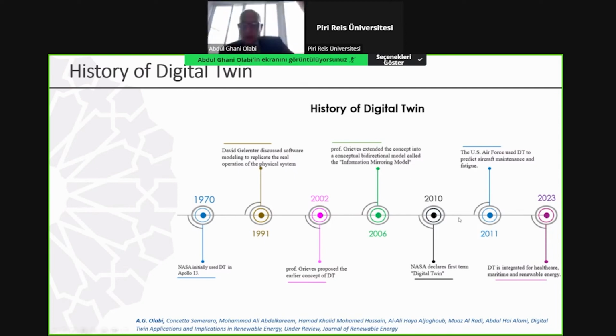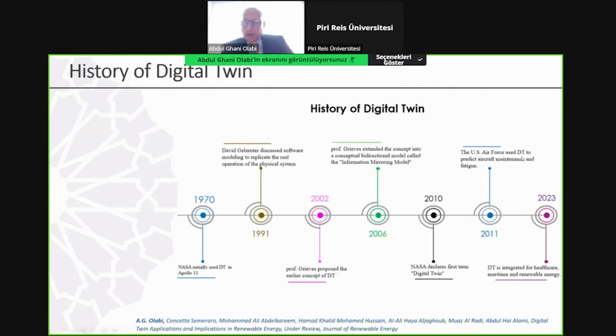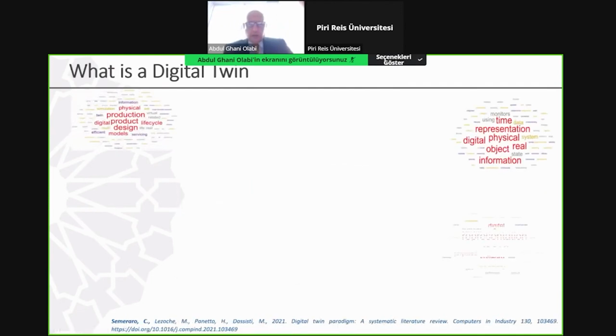And then in 2010, NASA declared the first digital twin. So here officially they are talking about digital twin. Before, it was a concept, it was initial work. Here it was officially declared that we have digital twin. Now currently digital twin is integrated in health, maritime and renewable energy, and a lot of applications, because it's very important. More information you can find in different papers we did and other colleagues did.